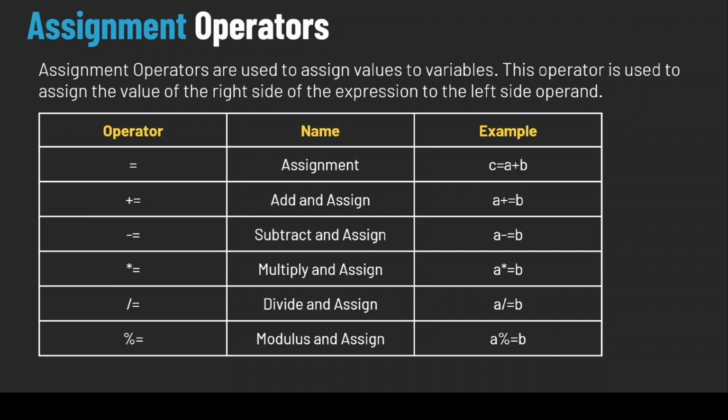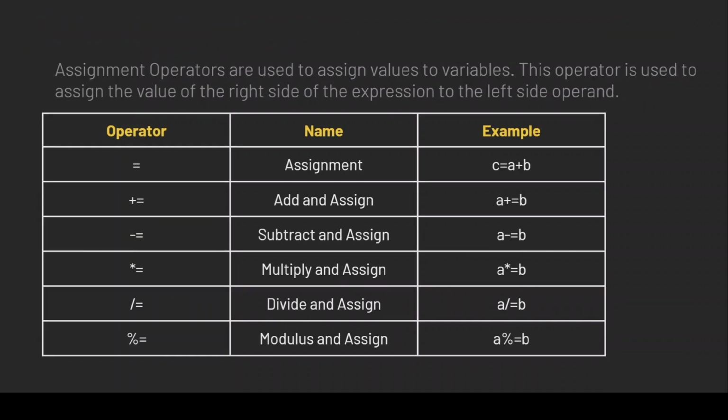First, let's talk about the assignment operator. This is one of the most basic yet powerful operators in Python. Assignment operators are used to assign values to variables. These are the list of assignment operators. First, the assignment operator. This operator simply assigns the value on the right to the variable on the left. For example, here x = 10 assigns 10 to x.